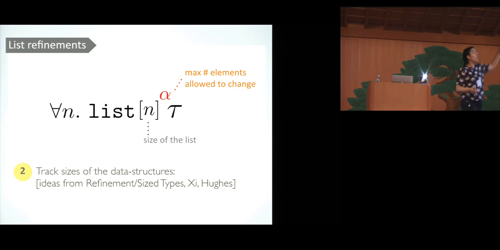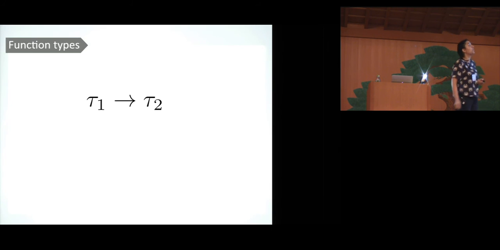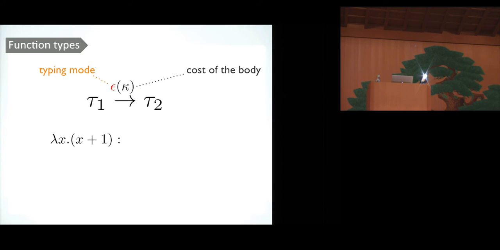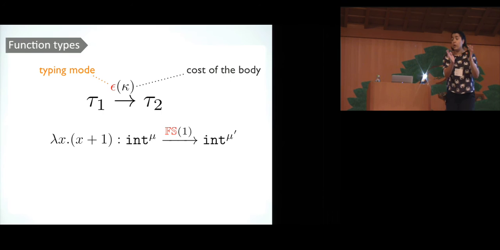And of course, we can quantify over this n and alpha. And for function types, we can quantify universally and existentially, and then we have another refinement for function types. So function types track the cost of the body, and this cost depends on which mode the function is typed in. So if we look at the lambda x dot x plus 1, this previous example, we can give this function 1 from scratch execution cost, because we are doing unary reasoning about a single execution. We don't care about its input and output annotations.